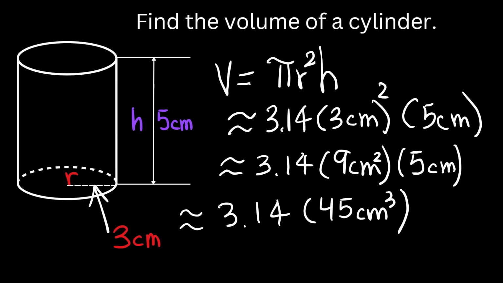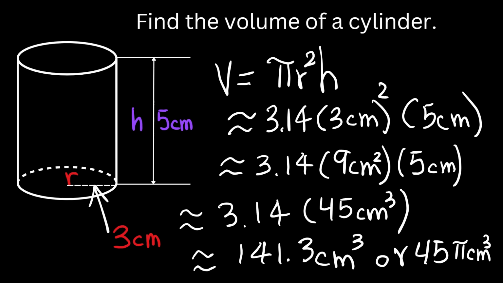Now, I already worked out the answer for 3.14 times 45 on another piece of paper, but you should solve it. You should multiply 3.14 times 45. So that is approximately 141.3 cubic centimeters. Or, because in most cases you will not be allowed to use a calculator, you can leave your answer as 45 pi cubic centimeters. Either of these answers should be given as correct.